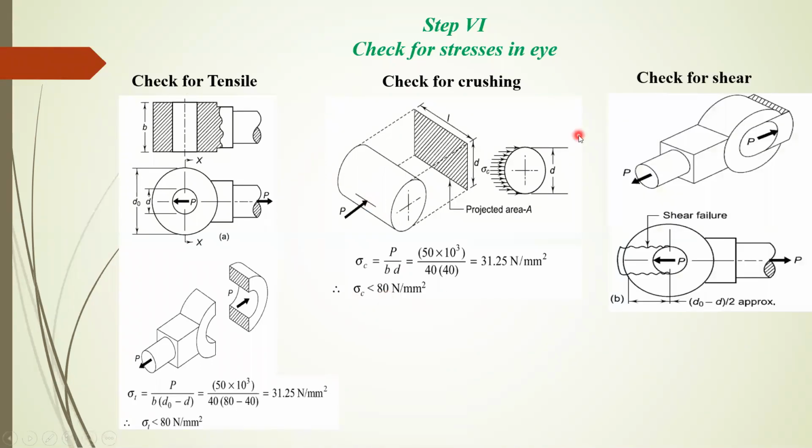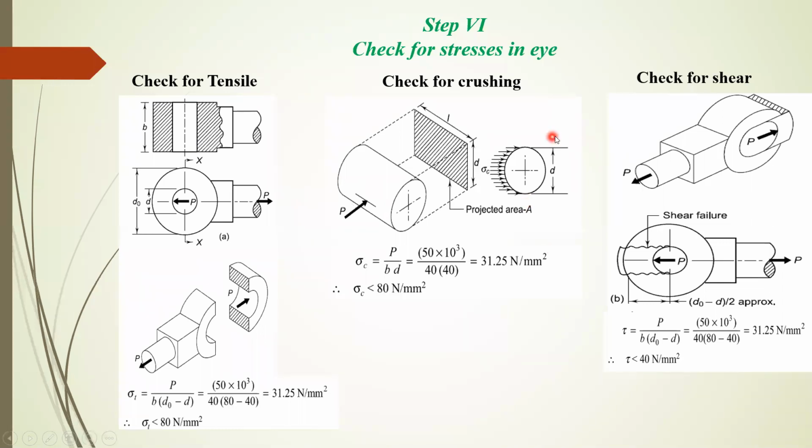Third, we have to check for shear. You can see the hatched area in the diagram. The shear stress induced in the eye is force per unit area over this hatched area. So 50 into 10 raised to 3 divided by all these values, it comes to 31.25, and our permissible value is 40 Newton per mm square. As all the calculated stresses are less than the permissible, the design is safe for the eye.